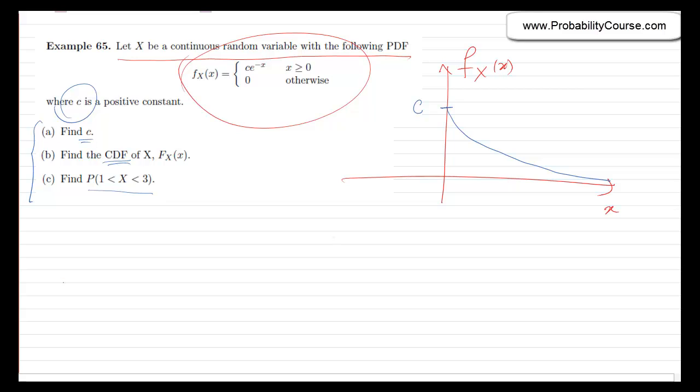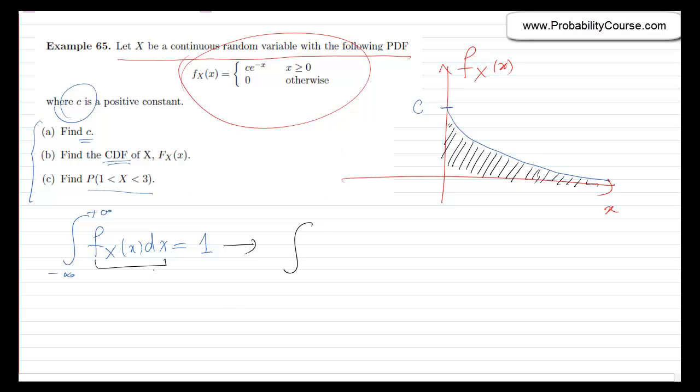First of all, we need to find c. You can find c by using the property that the integral from minus infinity to plus infinity of fx of x dx must be equal to 1. If I want to show it in the figure, what it says is that the area under this curve, from minus infinity to plus infinity, must be equal to 1. So let's find this area. The PDF here is going to be 0 for negative values, so the integral goes from 0 to infinity, c e to the minus x dx.